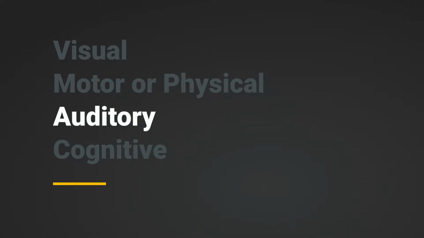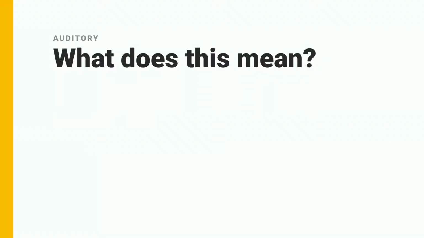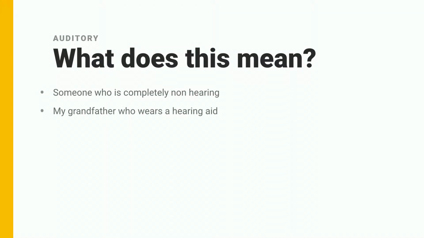Next is auditory impairments. This is especially important in the educational world, like universities, museums, libraries, to even YouTube, where there are a lot of videos as a reference for teaching. I just bought a house, and it's a definite fixer-upper, and if it wasn't for YouTube tutorials, my house would still be a mess. And that's just something for me, and I can't imagine people who are actually needing those videos every day. So what does it mean when I talk about auditory impairments? It could be someone who's completely non-hearing, or even my grandfather who wears a hearing aid.